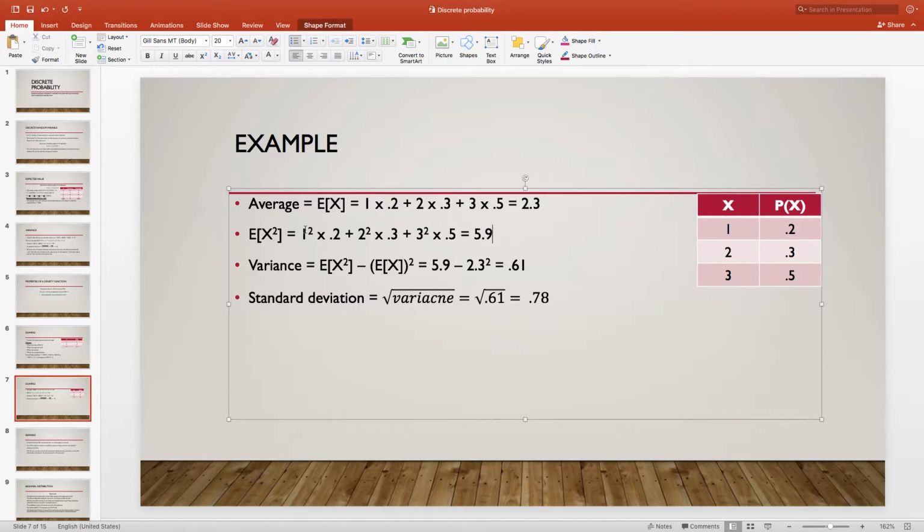Now, if I want to find the variance, I need to know E of x squared. So that says square 1, multiply it by 0.2, square 2, multiply it by 0.3, square 3, multiply it by a half. And that's what's done right here. I get 5.9. So now I can calculate variance. That's going to be 5.9 minus 2.3 squared. That's 0.63. And if I want standard deviation, because I want my original units, I take the square root, I get 0.78.